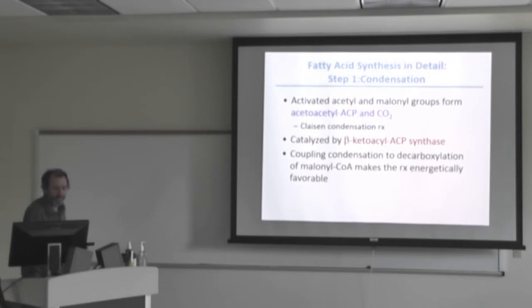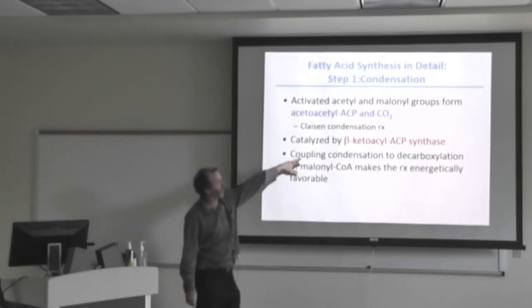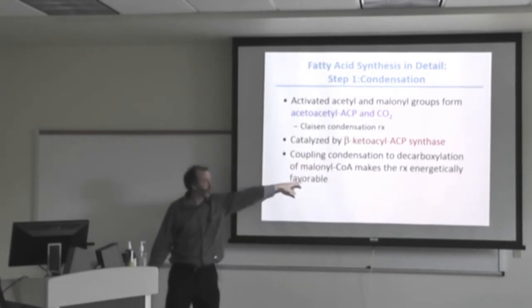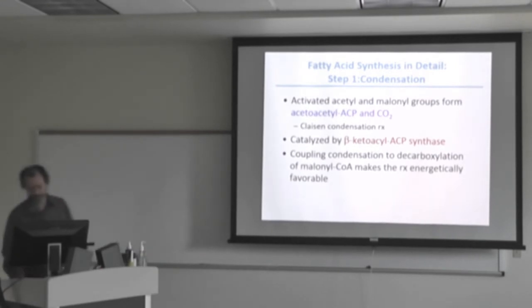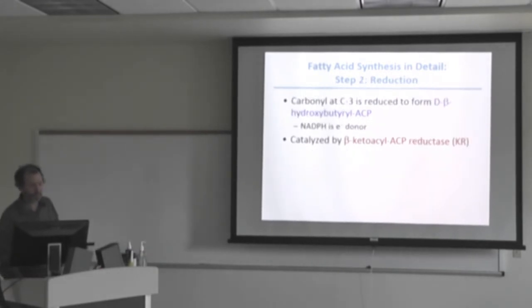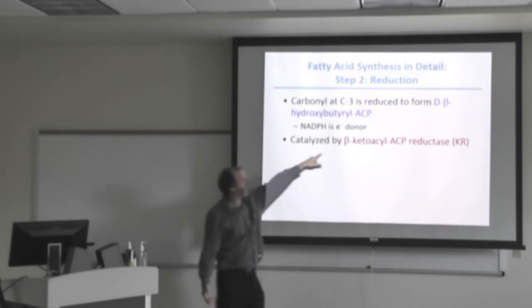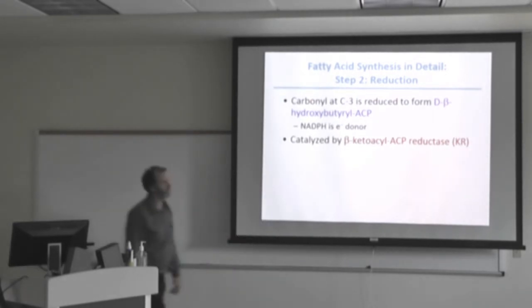So again, fatty acid synthesis in detail. Step 1, condensation, and it's basically a Claisen condensation reaction catalyzed by beta-keto-acyl-ACP synthase. Coupling the condensation to decarboxylation of malonyl-CoA makes this reaction energetically favorable. The carbonyl at the C3 is reduced to the D-beta-hydroxybutyryl ACP. NADPH, again, is the electron donor, and that's catalyzed by beta-keto-acyl-ACP reductase.